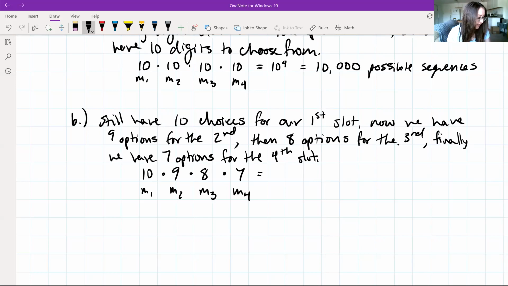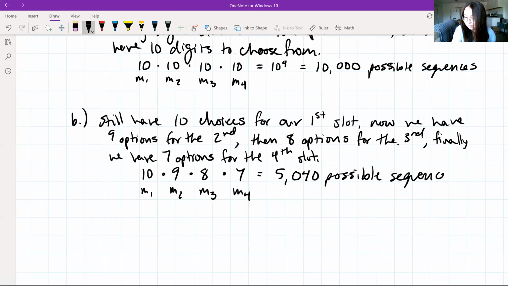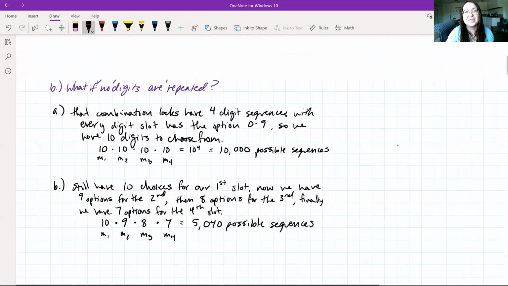So when we multiply these values together, we end up getting 5,040 possible sequences. So we see that when we don't want repetition, we have to essentially take that value out of our entire range of values in order to correctly calculate how many combinations we would have in that case, or how many possible sequences in the context of our question.